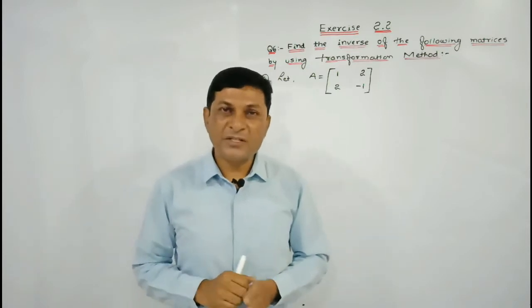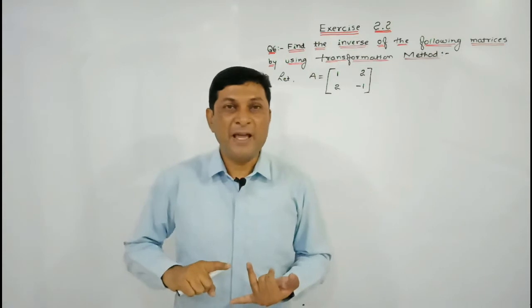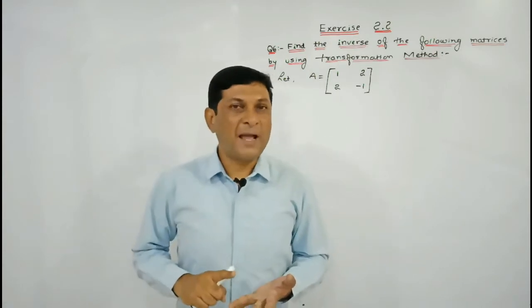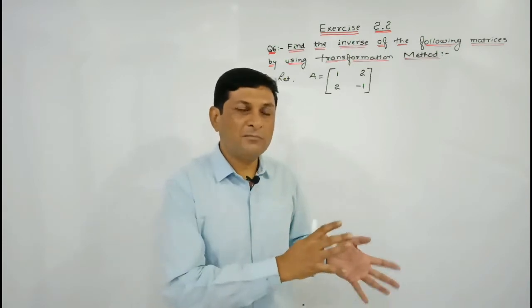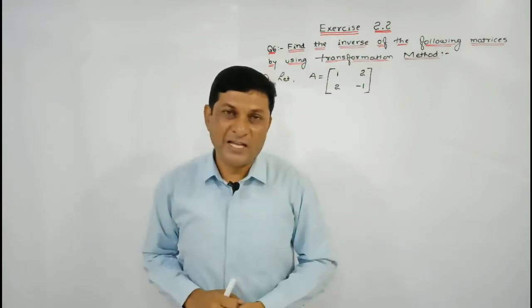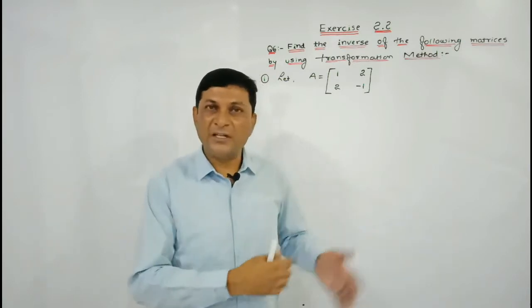In this question number 6, we have to find out inverse of a matrix by transformation. Transformation means by either row transformation or by column transformation. How to find out inverse by row and column, that part also we have discussed in the last period, but now we are applying that method while solving the example.